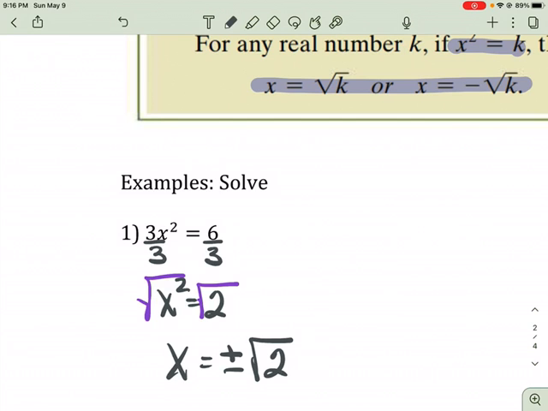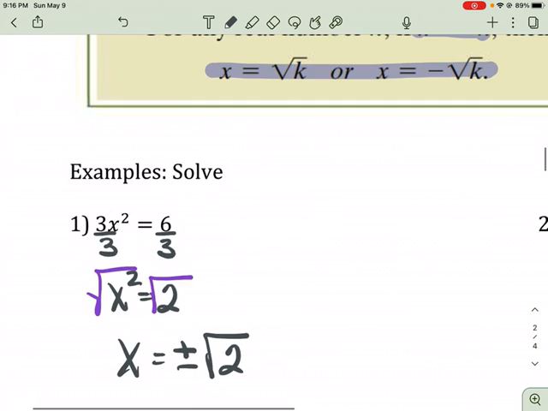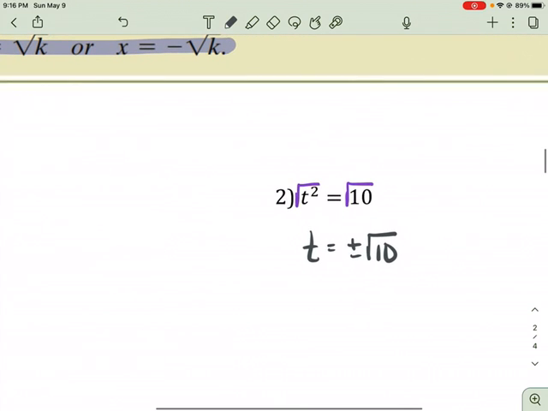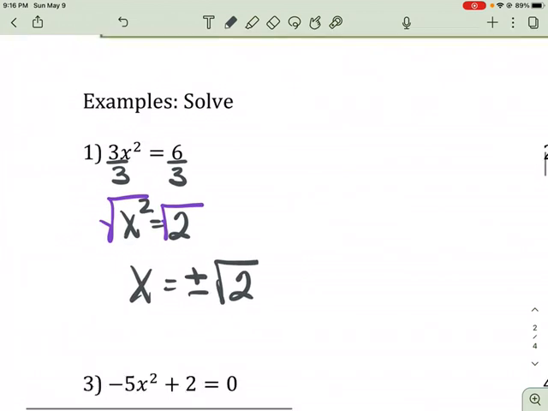Now, because we just got done working with radicals, we should expect to be able to simplify this radical if we needed to: make our factor tree, find the perfect factors, and simplify it. But there's not much we can do with the square root of 2. So try the next one. Try number 2. I got plus or minus the square root of 10.